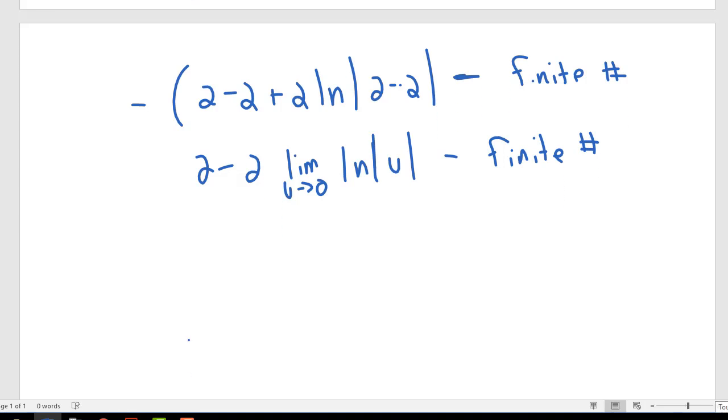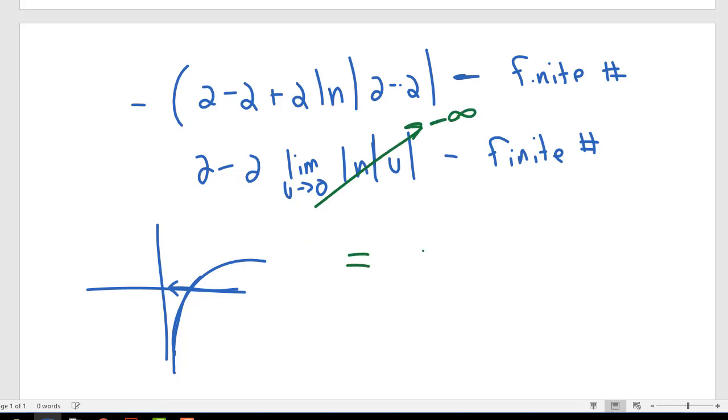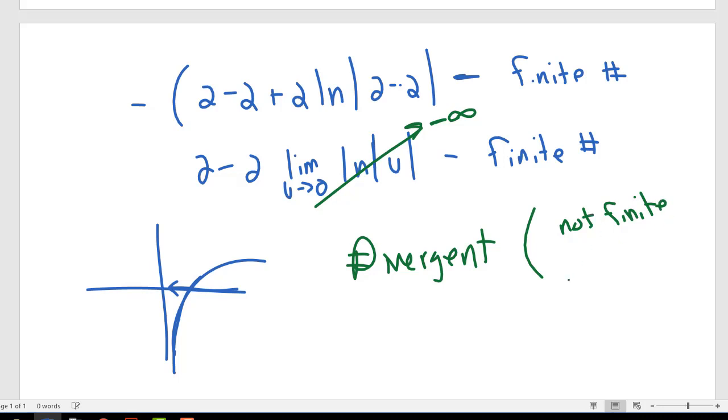So if I think of the logarithm, here's the graph of ln of x. As our domain value approaches 0, the graph shoots to minus infinity. So this whole thing right here shoots to minus infinity. So our whole integral is, in essence, divergent, because it's not a finite value. Not finite. The limit does not exist.